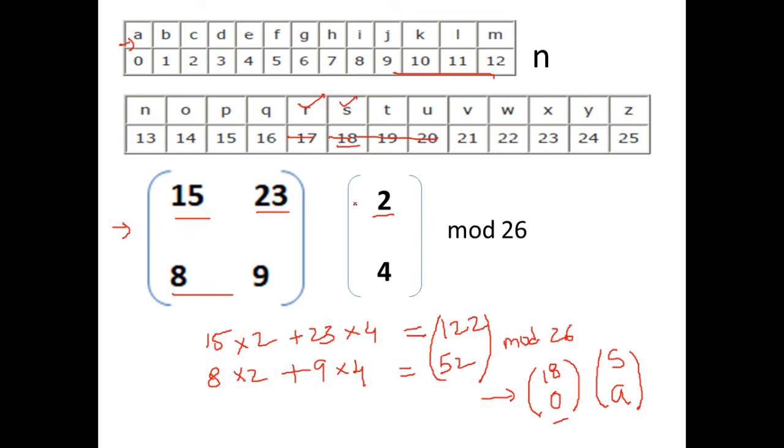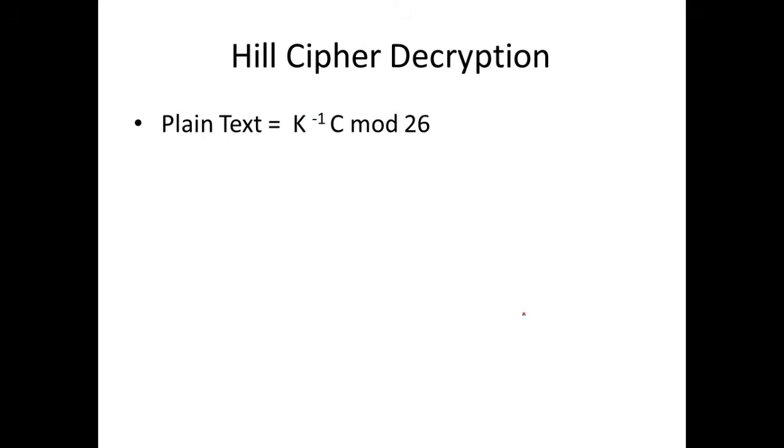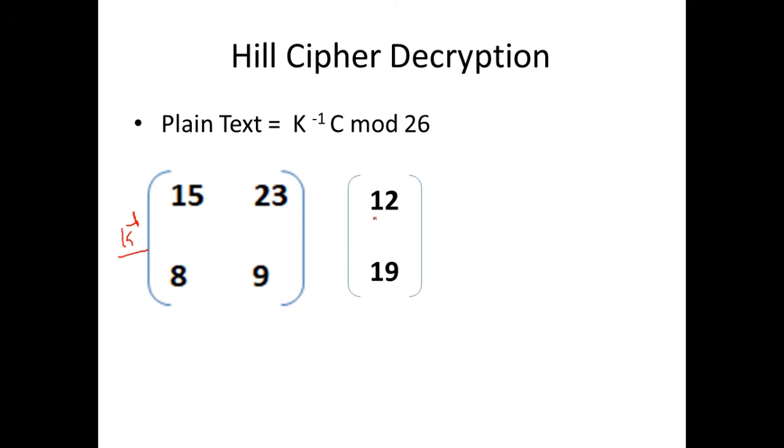So for 2 and 4 corresponding to C and E, the ciphertext has been decrypted to the plain text S and A. Now we have to repeat the process. So let's take the inverse of the key and then multiply that with 12 and 19. This is nothing but C2, and perform a mod 26.